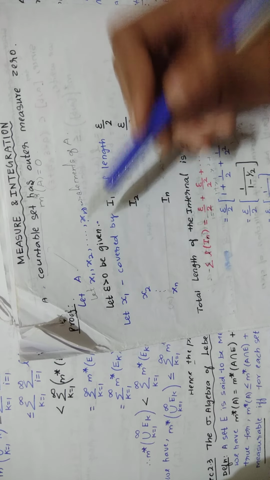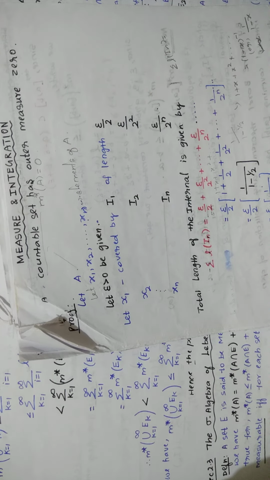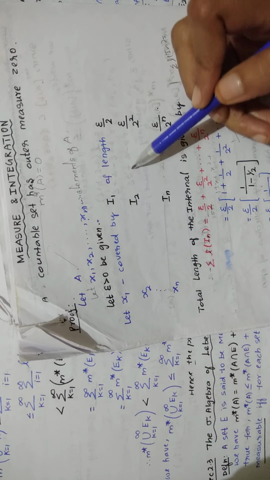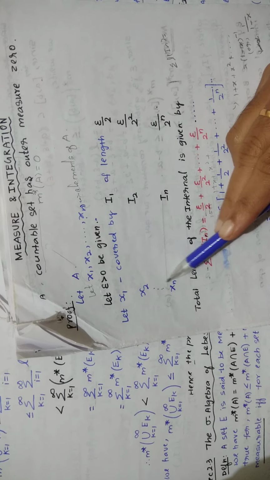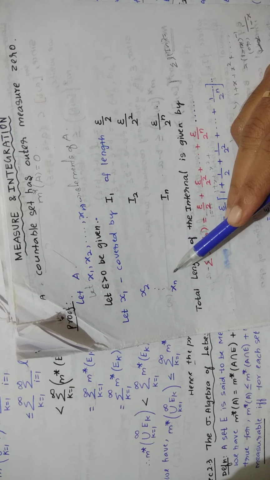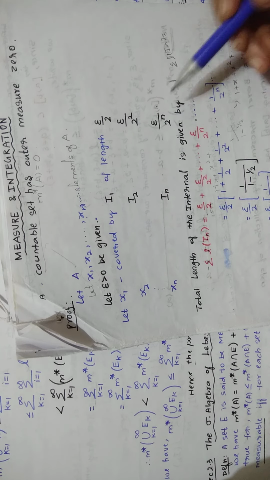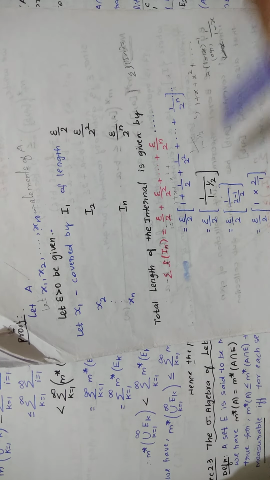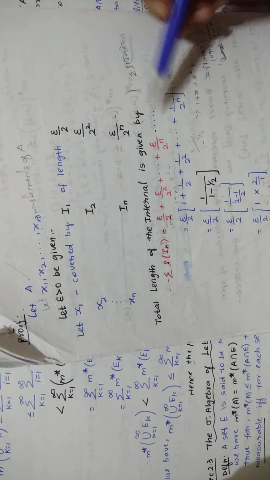This x1 is covered by the interval I1 and the length of this interval is epsilon by 2. You are considering like that. Similarly, let x2 be covered by the interval I2 of length epsilon by 2 square, etc., xn be covered by the interval In of length epsilon by 2 power n. So the total length of the intervals is given by adding all the intervals, that is, summation L of In is equal to epsilon by 2 plus epsilon by 2 square plus etc. plus epsilon by 2 power n plus etc.